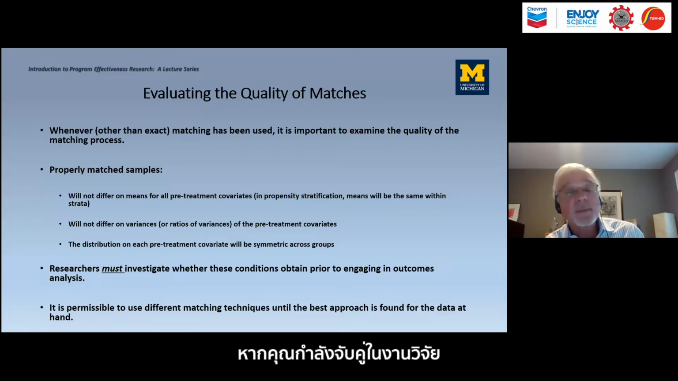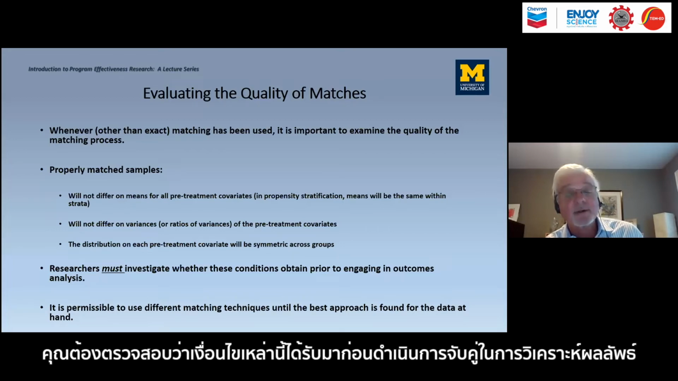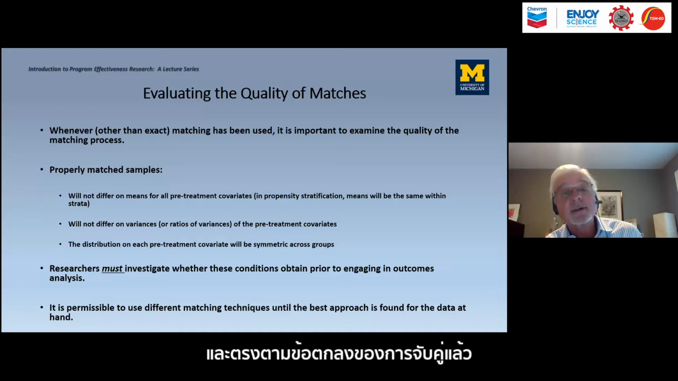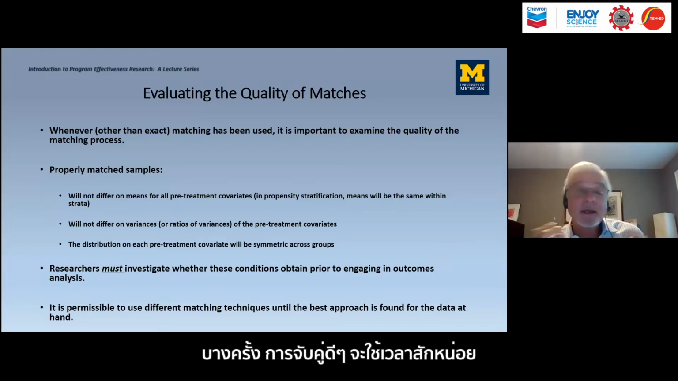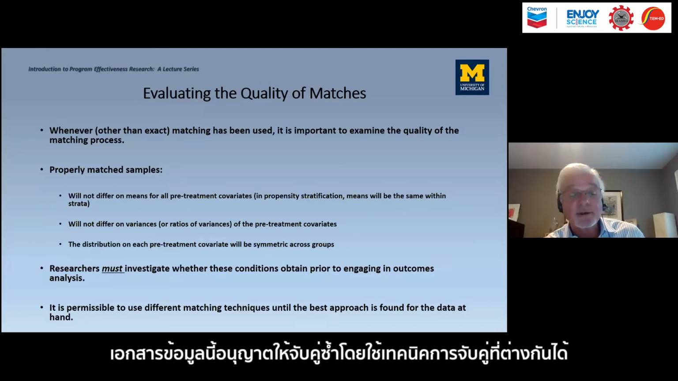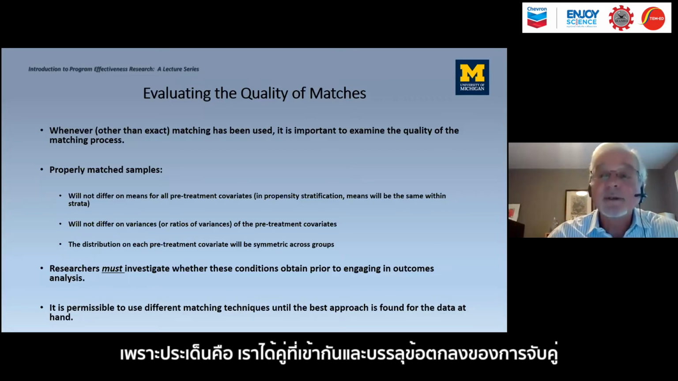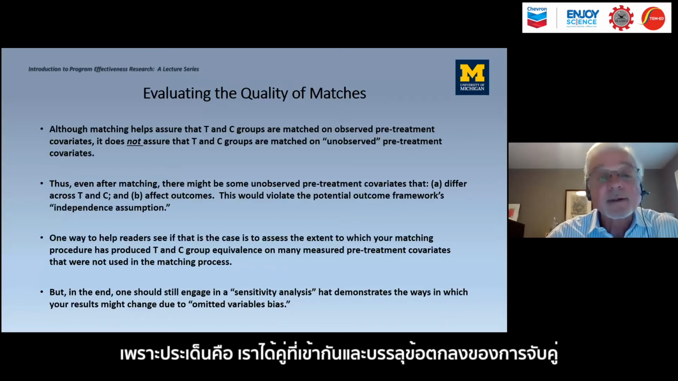If you are doing matching in your study, you must investigate whether these conditions obtain prior to doing your outcome analysis, and you should demonstrate to readers that you have appropriately matched and met the assumptions of matching. And sometimes it takes a while to get good matches. It is permissible in this literature to use different matching techniques or to reiterate, go through iterations until you get good matches. It's okay to do that because the point is to get these good matches and meet the assumptions of matching.